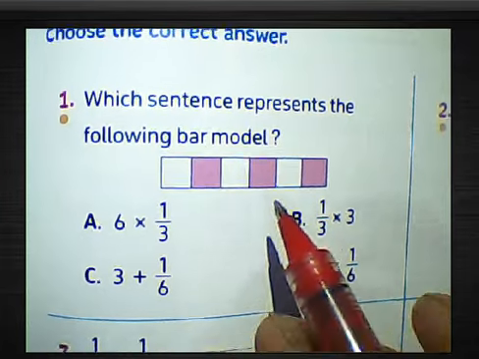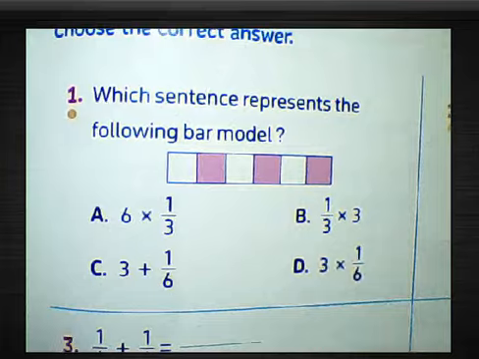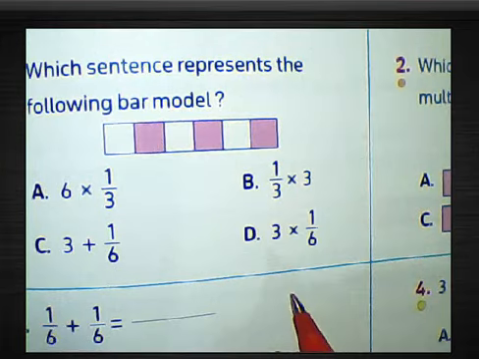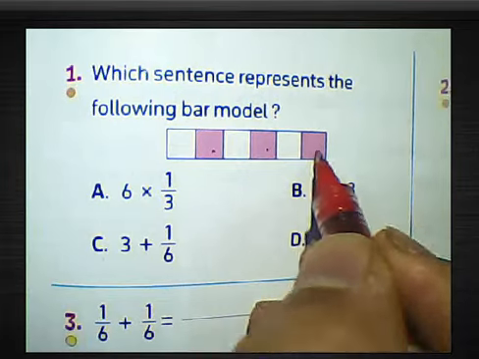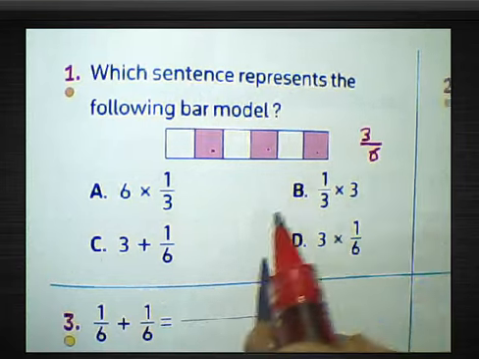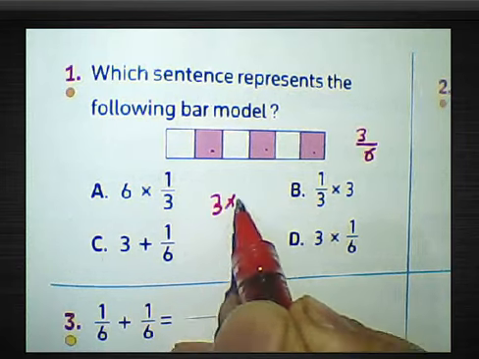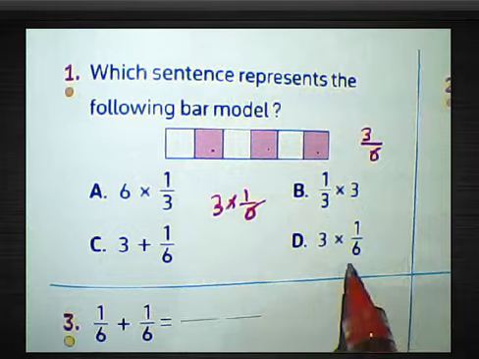We have here 3 parts from 6 parts. 3 over 6, 3 parts colored over 6. It means 3 multiplied by 1 over 6. We must choose letter D.